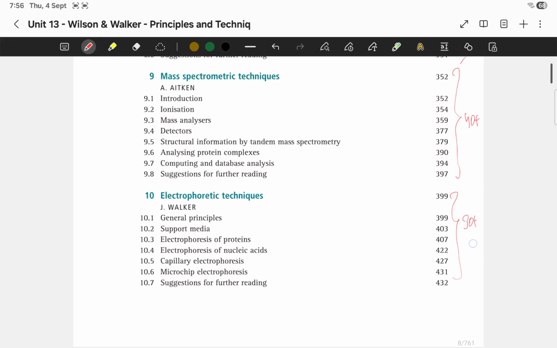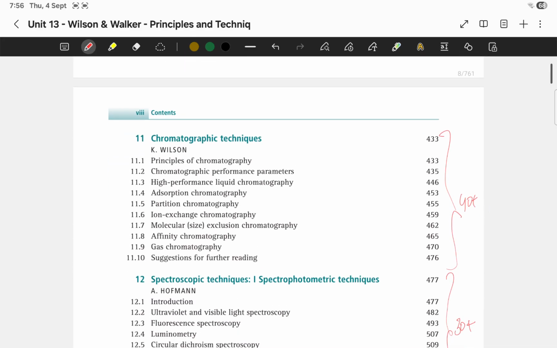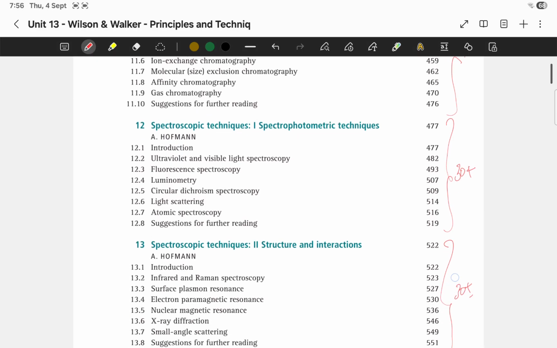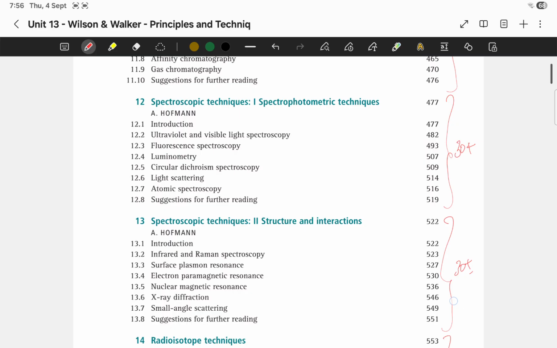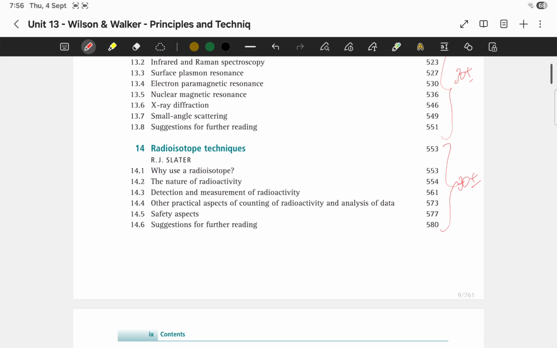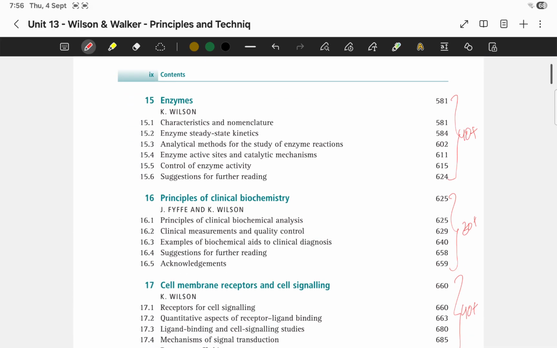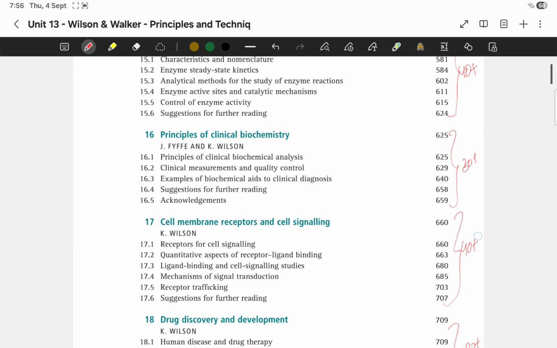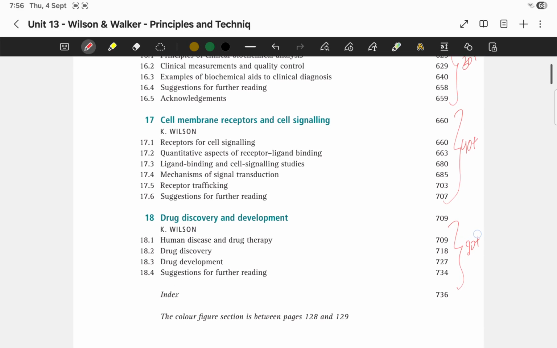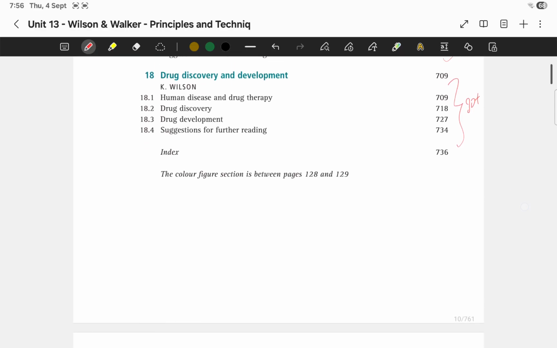Mass spectrometric techniques, about 40 pages. Electrophoretic techniques, about 30 pages. Chromatographic techniques, about 40 pages. Spectroscopic techniques, about 30 pages. Spectroscopic techniques part 2, 30 pages more. Radioisotope techniques, 30 pages. Enzymes, 40 pages. Principles of clinical biochemistry, 30 pages. Cell membrane receptors and cell signaling, 40 pages. Drug discovery and development, 30 pages.